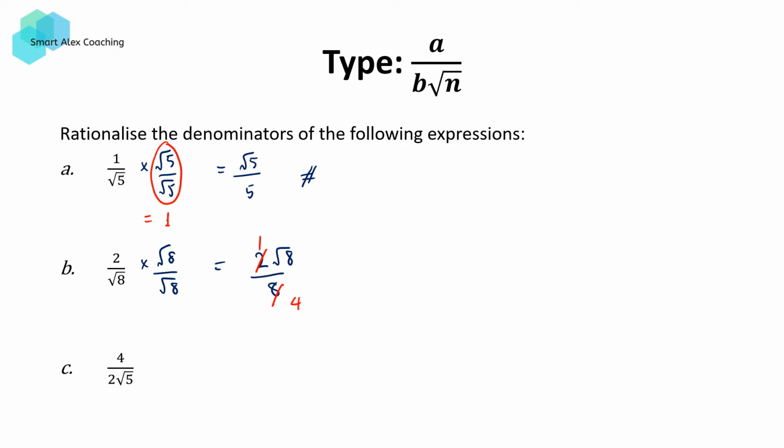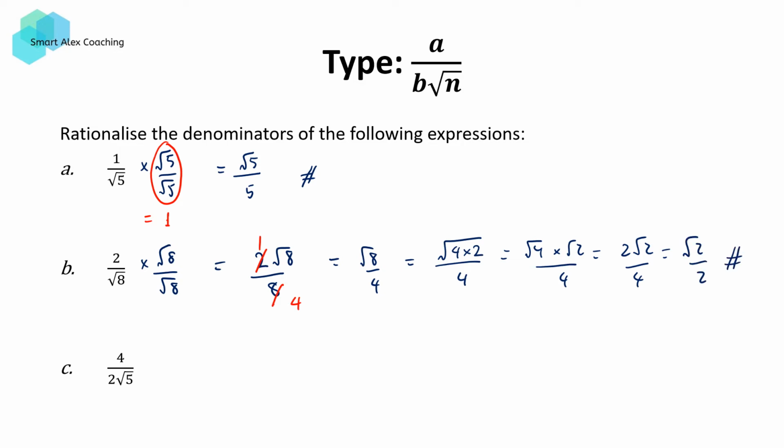And if you've done surds before, you know that root 8 over 4, root 8 can be simplified further. It can be broken up into root 4 times 2 over 4, which is going to give us root 4 times root 2 over 4, which is 2 root 2 over 4, or simply root 2 over 2. That's our final answer. And in question C, we've got 4 over 2 root 5.